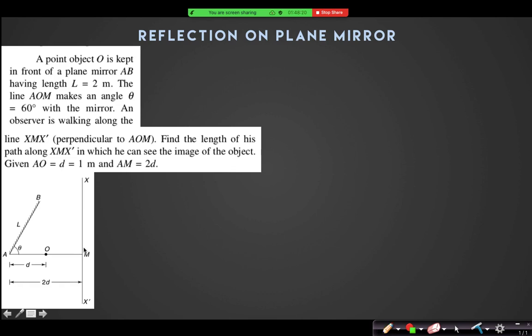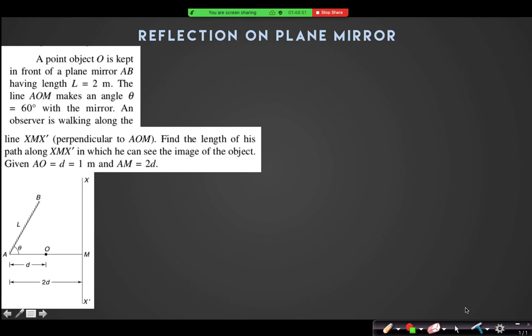Let us see what this question is saying. A point object O is kept in front of a plane mirror AB having length equal to 2 meter. The line AOM makes 60 degree with the mirror. Observer is walking along the line X prime XM.